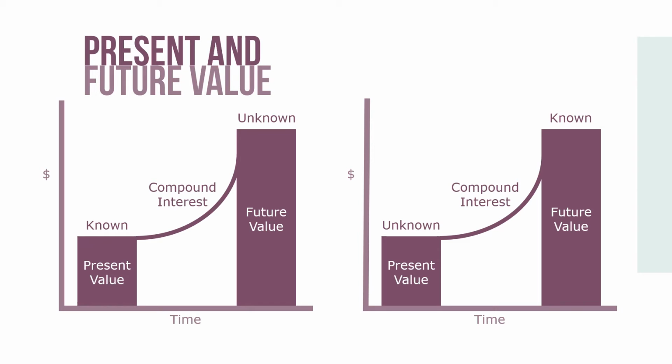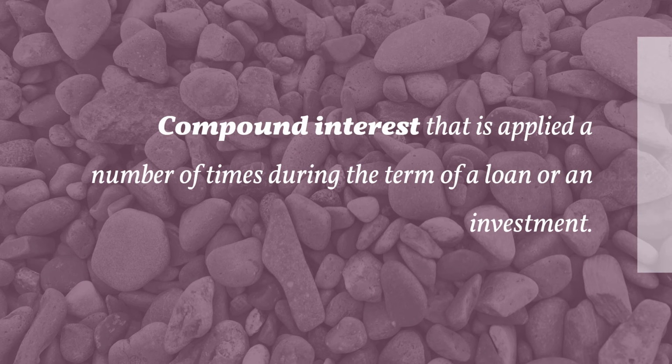You can learn to calculate the compound amount, future value, of an investment at compound interest when the present amount, present value, is known. You also learn to calculate the present value that must be deposited now at compound interest to yield a known future amount. Compound interest is applied a number of times during a term of a loan or an investment. It's interest paid on principal and previously earned interest.